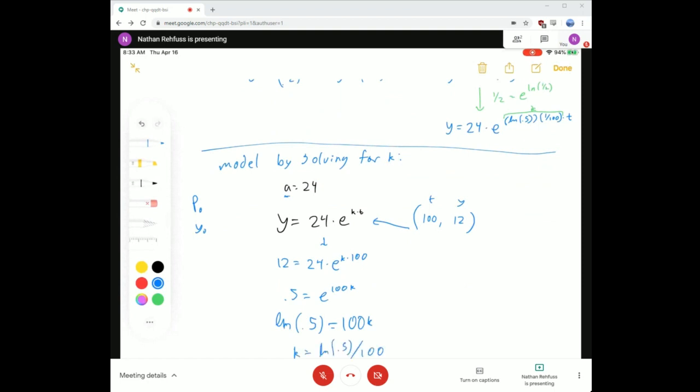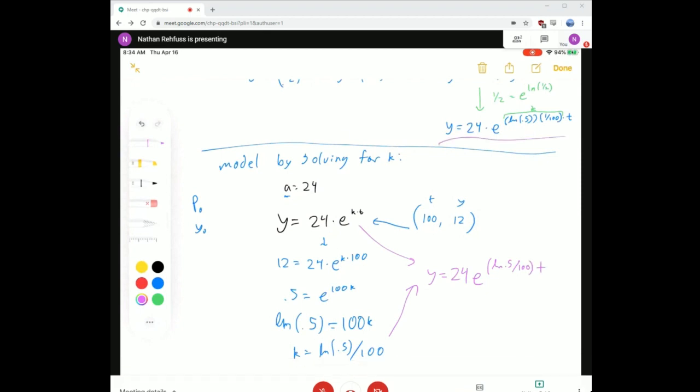And if we're going to be plugging this into our calculator a lot, we might want to go a step further. Right now, I could go ahead and plug that back in up here and say y equals 24 e to the power of natural log of 0.5 divided by 100 times t, which I'll remind you is exactly the same model I got with the transformation method all the way back up here. So math is consistent. We're going to get the same answer either way.